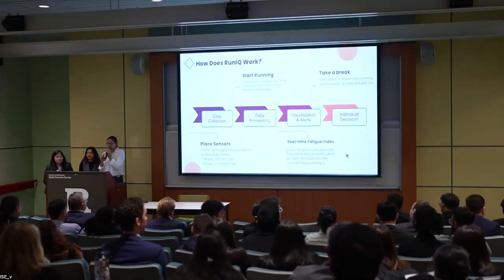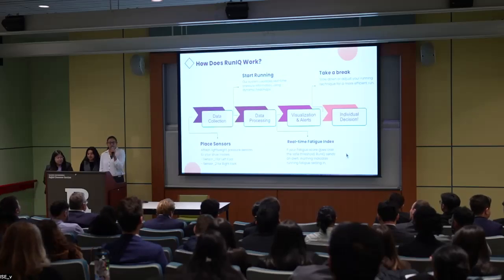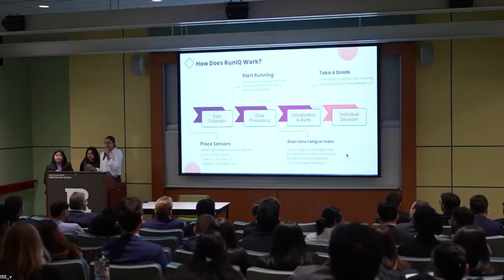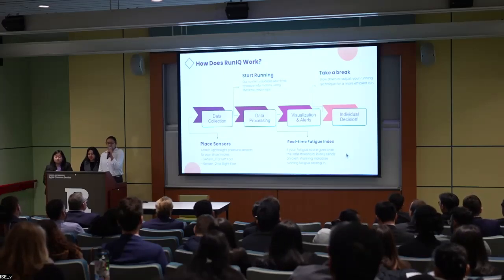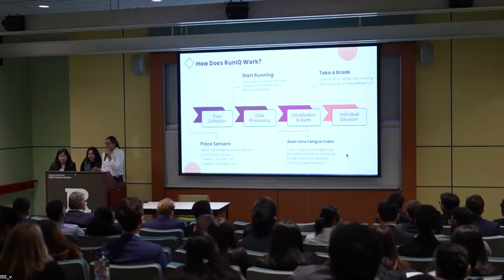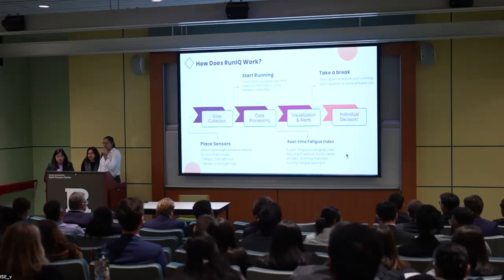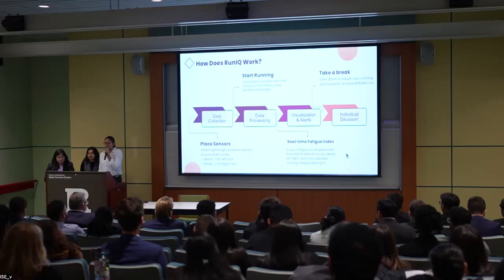So how does Run IQ work? Well, first, from the user's perspective, they'll be placing pressure sensors to your shoe insoles, and once you start running, our system visualizes the pressure information using heat maps. Then, Run IQ will display a real-time fatigue index, and if your fatigue score goes over the safe threshold, Run IQ sends an alert meaning that your feet are getting tired. So the user can take a break or adjust their running technique if needed.